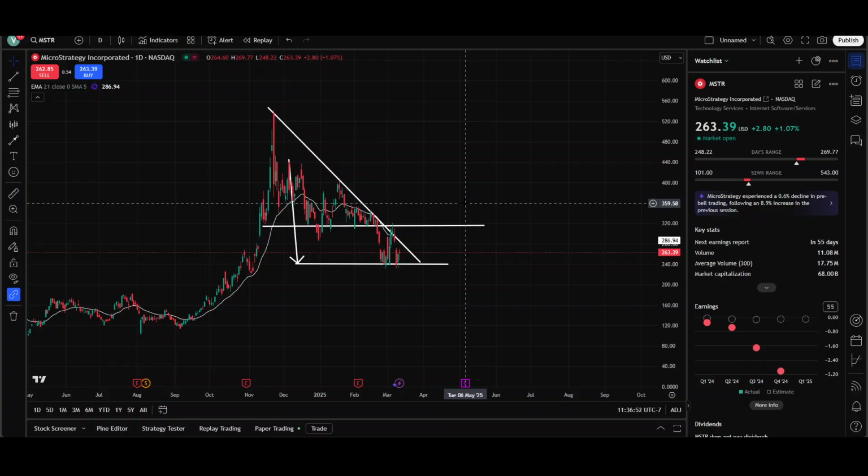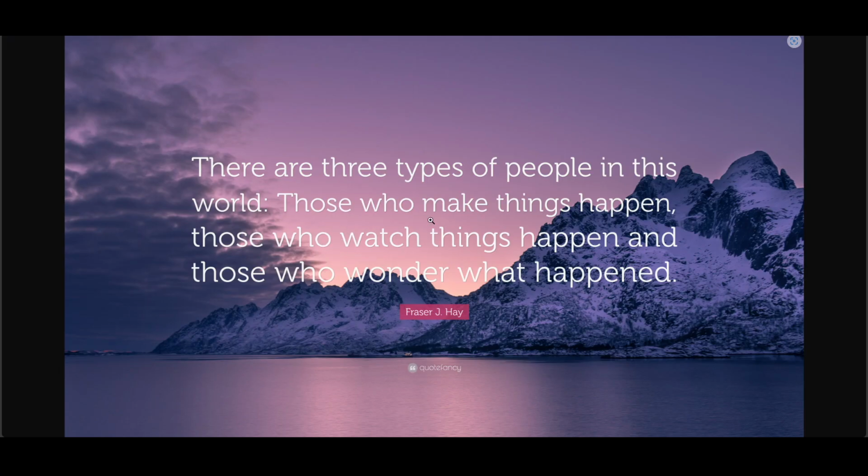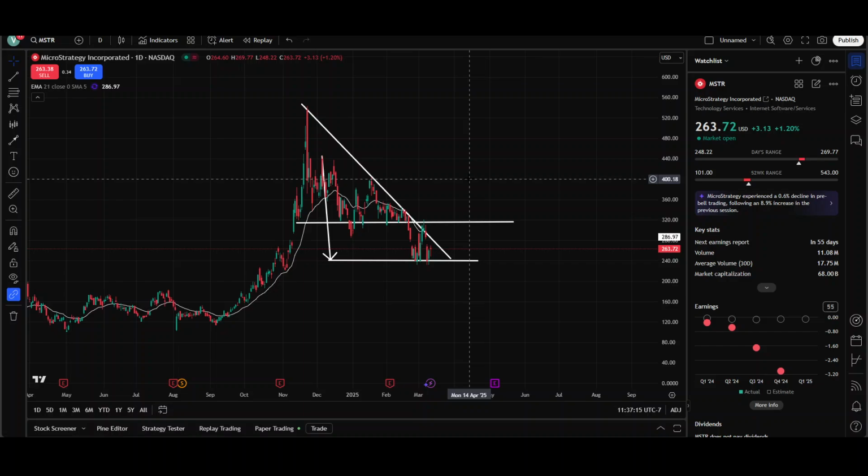And at this point, any buying from any company or anybody is supporting MicroStrategy. If you want to buy Bitcoin, well, you're pumping up MicroStrategy's bags. If this company continues to buy Bitcoin, it'll continue to pump up MicroStrategy's bags, right? So remember, guys, you don't want to be the person who watches things happen or wonders what happened. You want to be the person who makes things happen. So that's all I have on the daily chart for MicroStrategy.